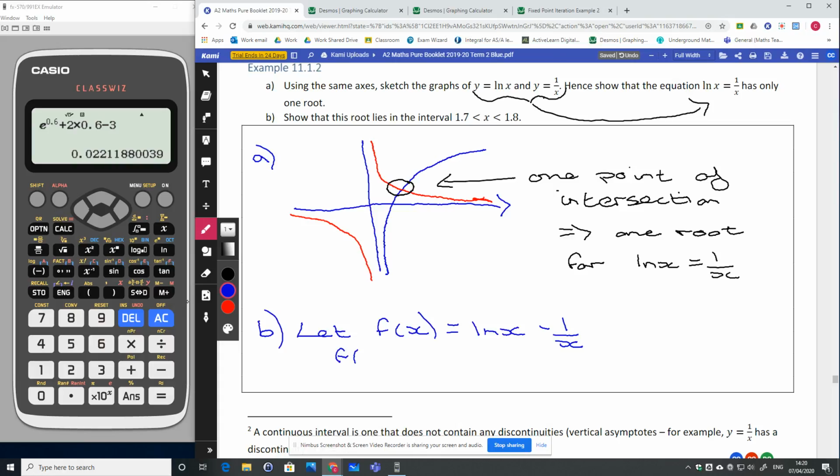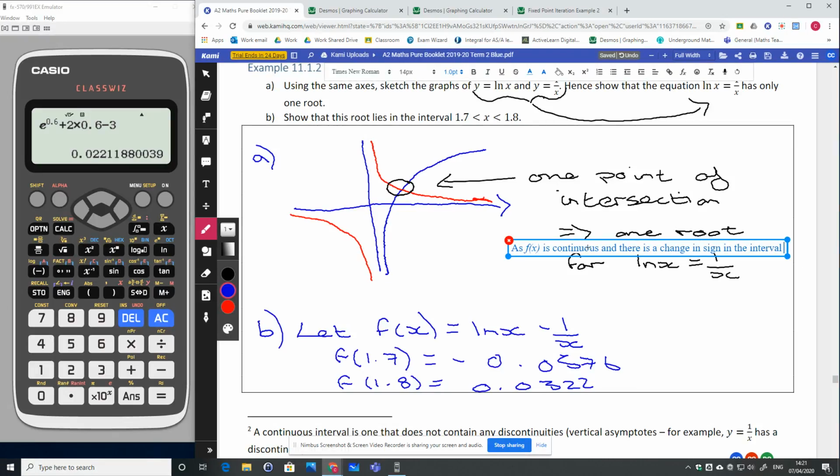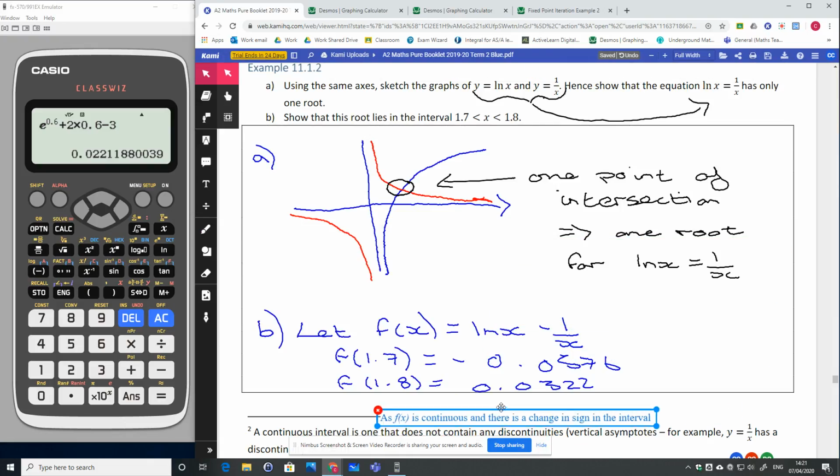You're then going to do f of 1.7 and f of 1.8. So I'm just going to substitute 1.7 and 1.8 into there, which would give me, for 1.7, minus 0.0576, and for 1.8, 0.0322. Okay. Change of sign again. I've got a positive and a negative. So I can use exactly the same conclusion as what we had before. So there is a change of sign.